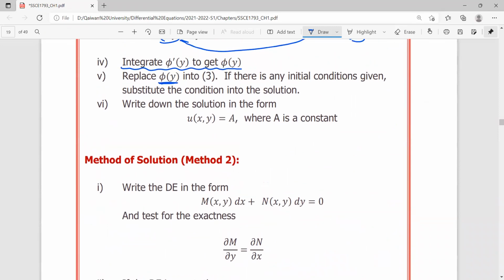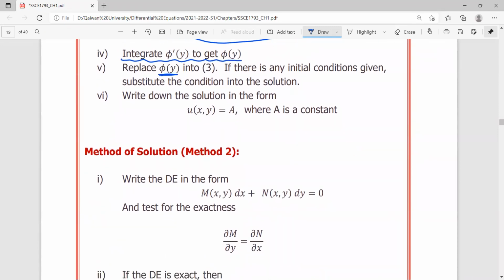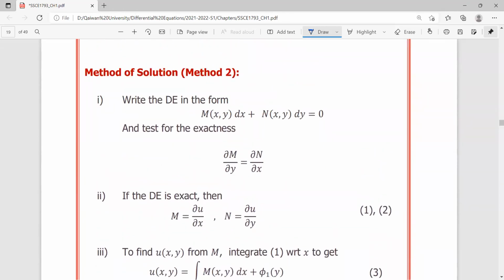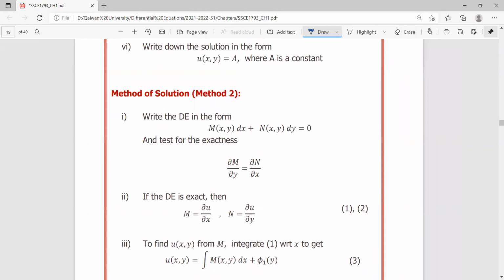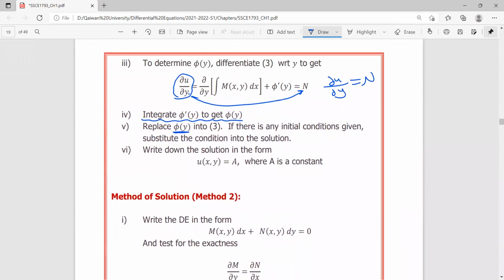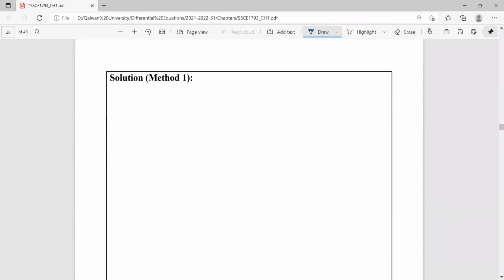And then if we are given any conditions, initial or boundary conditions, we are going to use them for finding the constants. Okay, and you have other methods. I'm not going to talk about the other methods so as not to be confused. First, let's solve an example by this method. Let's solve this example.